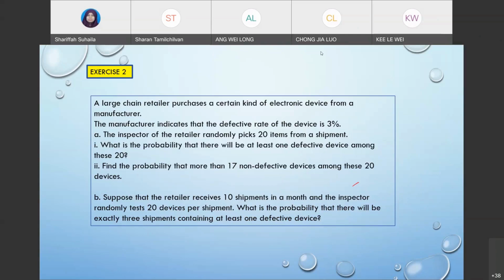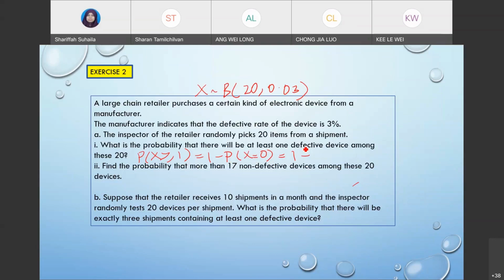0.4562. So again, you have X is binomial. If you want to define your X, you can define it: X is binomial with n is 20 and your pi is 0.03. So again, you want to find at least one, so probability X greater than or equal to 1, so 1 minus probability X equals 0.